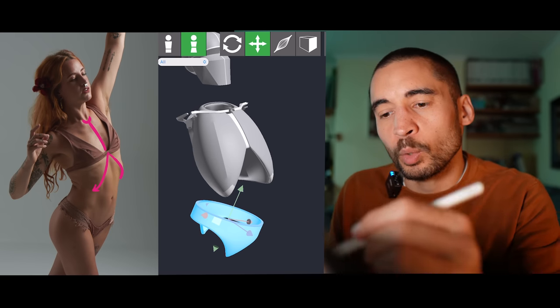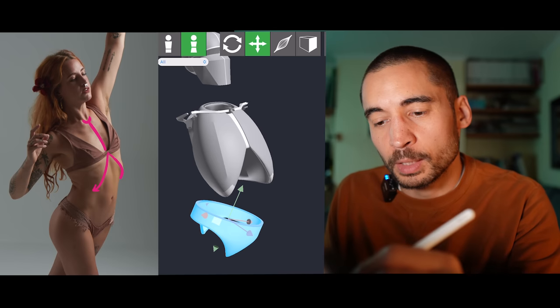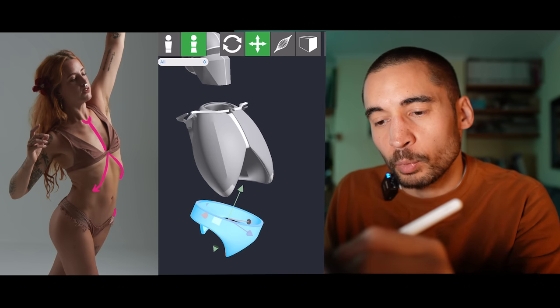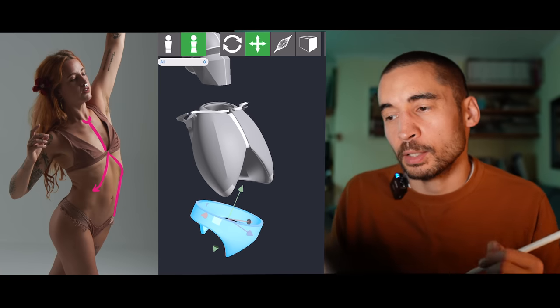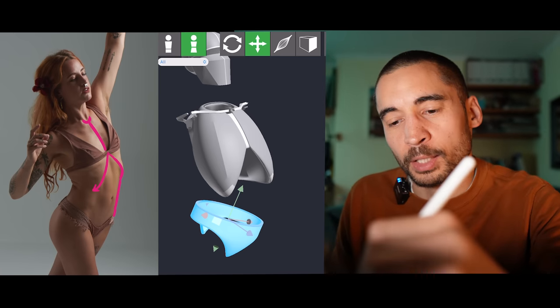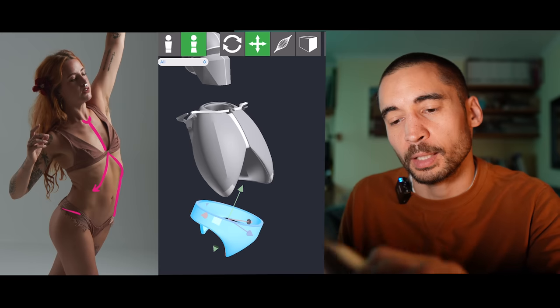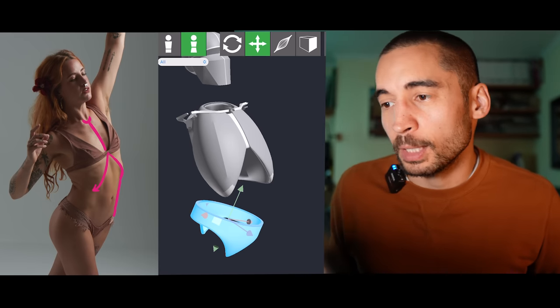Right, because what we want to do is roughly match. So this is the edge of the hips. We want to match this diagonal coming from the rib cage to the edge of the hips. So we've got that. And then we also want to match the way it's pushing out on this side, like it's coming across to the left.